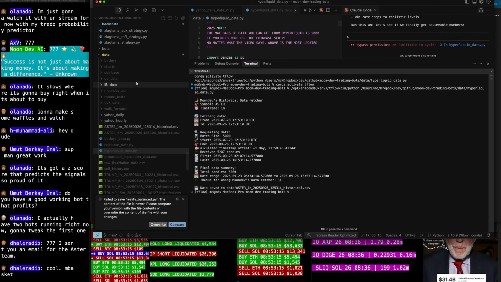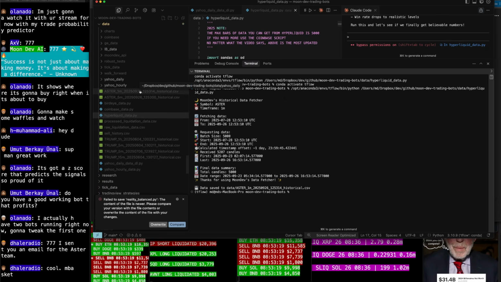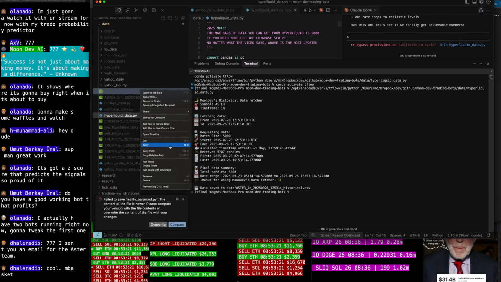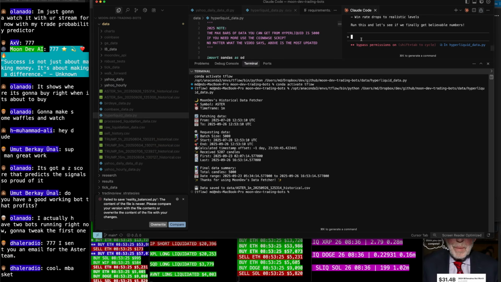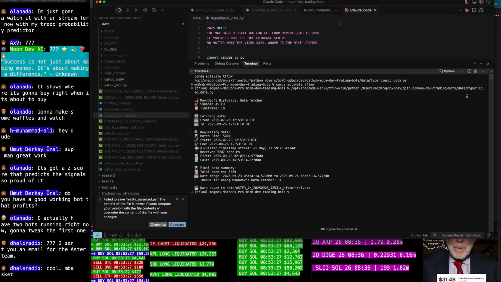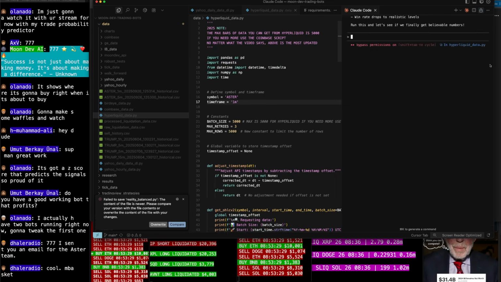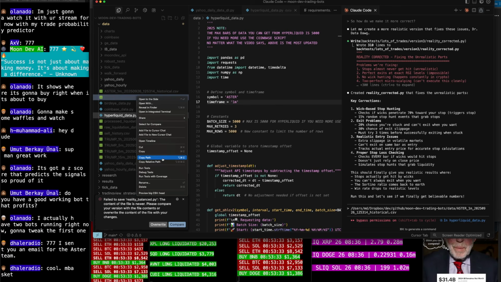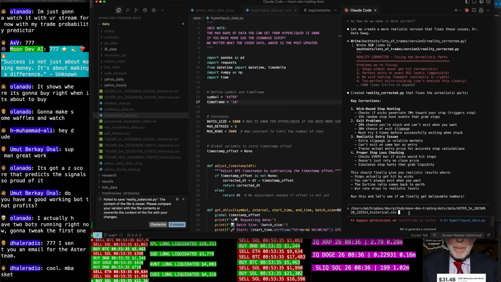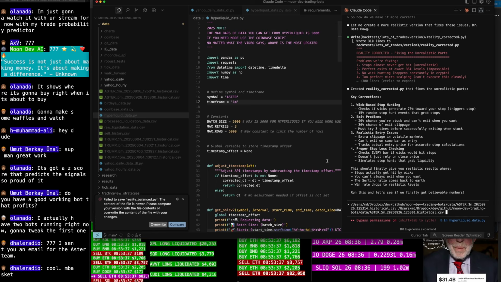Coinbase, Hyperliquid. Where's this saved to? Aster data. Okay, here we go. Copy path. And then copy path here as well. I've got these two data sources.